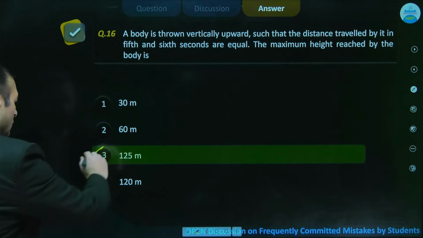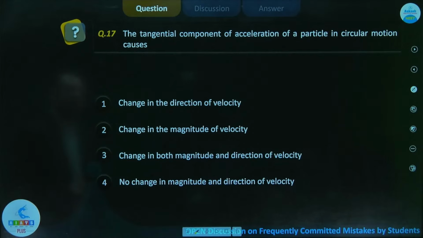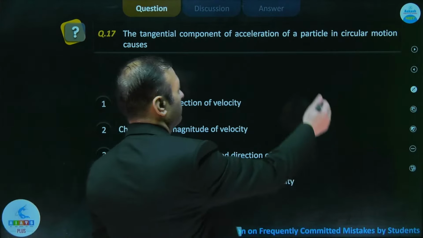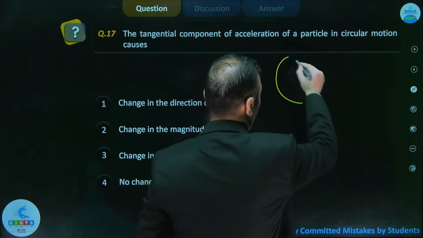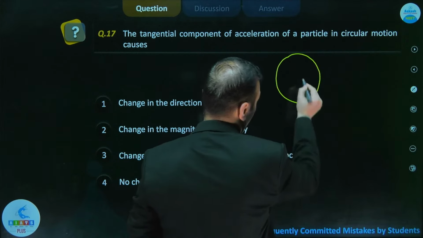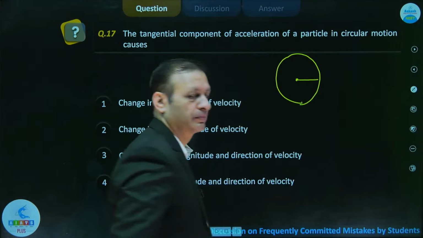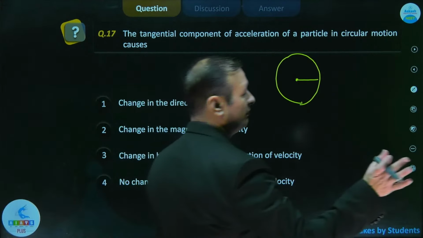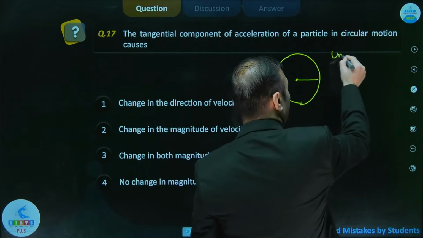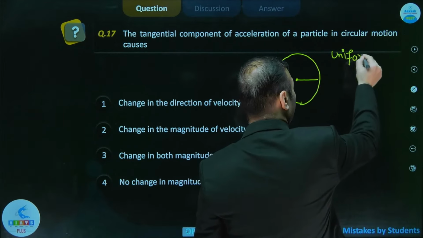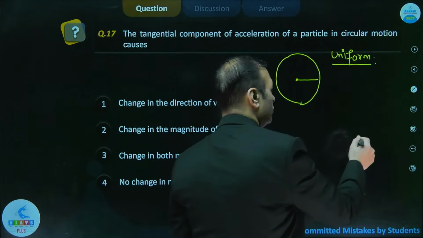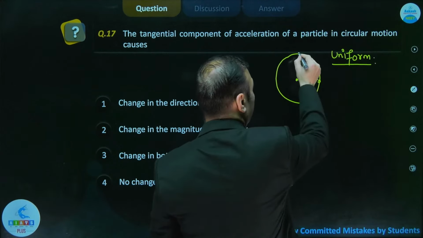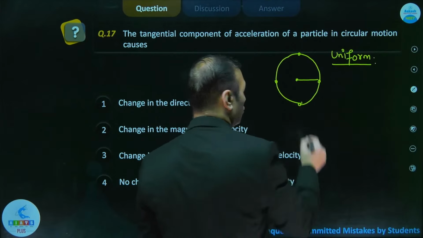So this is 125. Now, the tangential component of acceleration of a particle in circular motion. So you have a circular motion. Now there are two types of circular motion. You may have a uniform circular motion. In uniform circular motion, the speed of the particle remains the same all along the path.